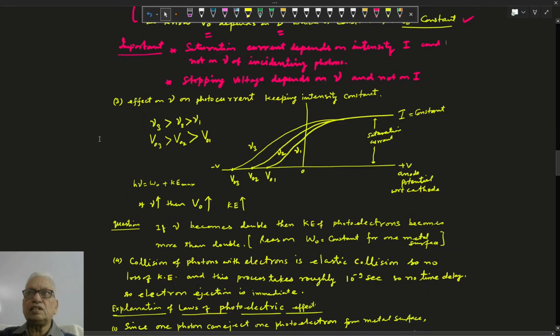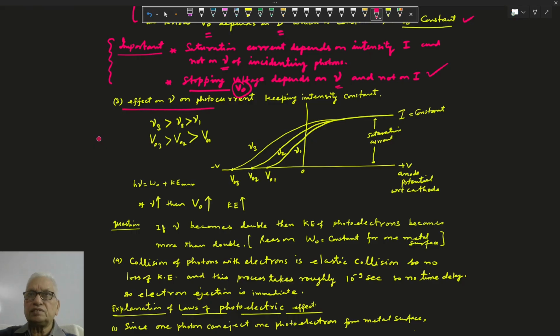Now, there is a very important point here. Saturation current depends on intensity and not on the frequency of incident photons. And stopping voltage V naught depends on frequency, not on intensity.